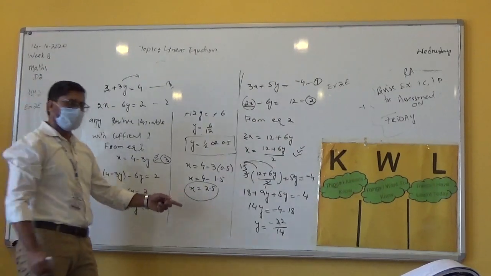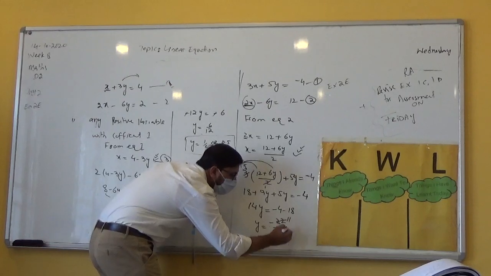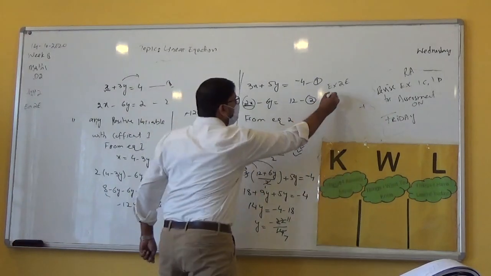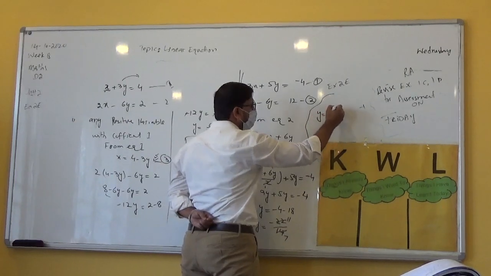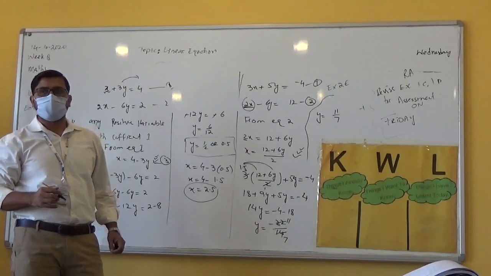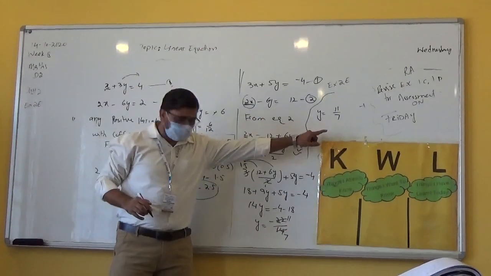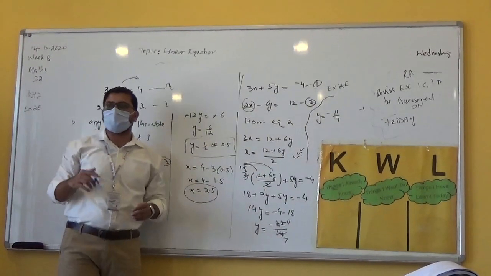Yes. Divided by 2. Cutting in the table of 2. It's 2 times 11 is 22, 2 times 7 is 14. So finally, y is equal to what? 11 by 7. So what do we have to do now? Put this value. Is it that? No? Yes, it is negative. Negative 11 by 7.